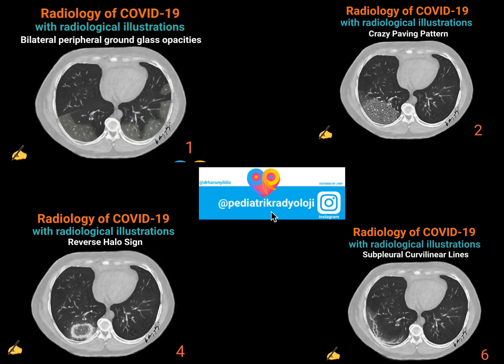I wanted to use this slide for his illustrations of these ground glass opacities, which are bilateral, peripheral, crazy paving pattern. You can see the interlobular septal thickening and intralobular lines, classic reverse halo sign or Atoll sign, or subpleural bands with ground glass opacities. All these are classic of COVID-19.